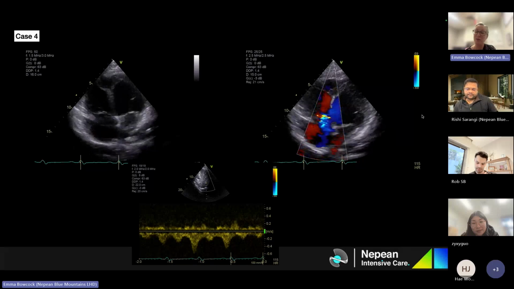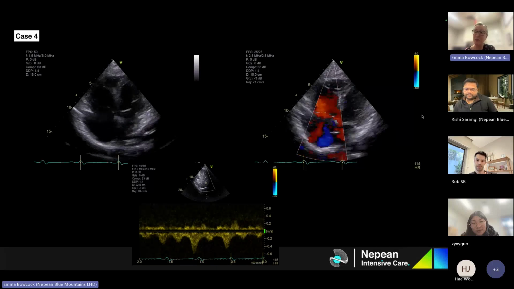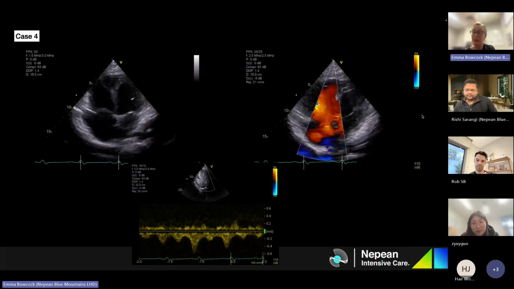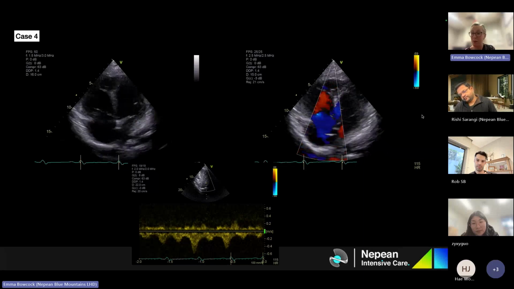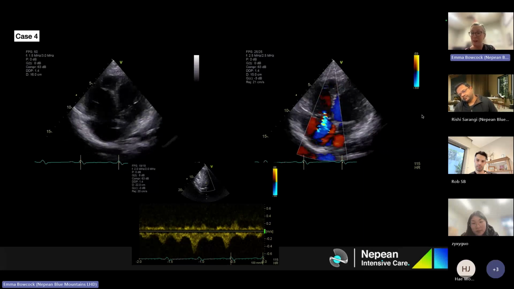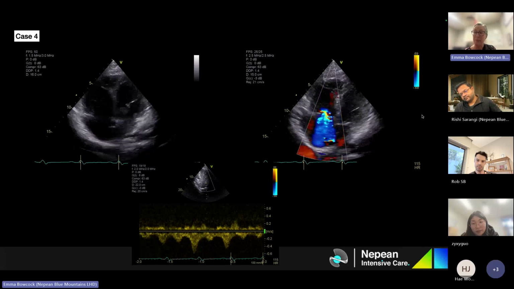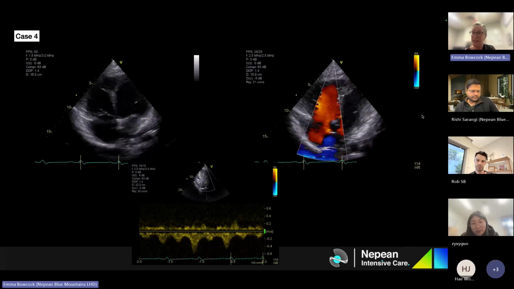Probably would hang. So the color, there's a proximal flow convergence. Probably if we slowed it down and did a vena contracta, it would be maybe more than 0.7. It is hitting the back wall. However, there's a couple of things going against it being severe.